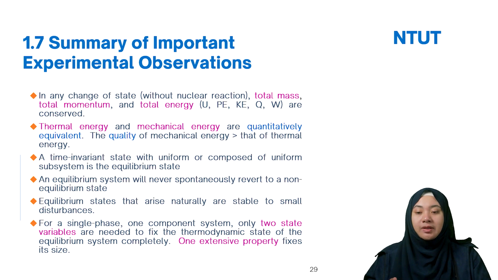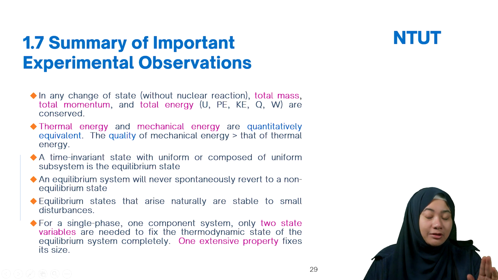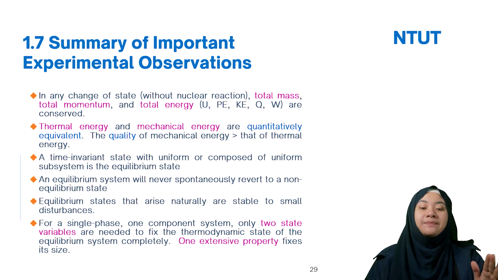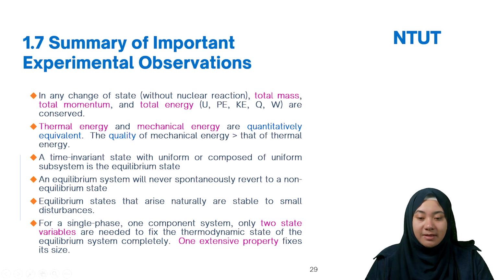But for work, you can transform this heat into mechanical energy to drive the turbine, and it can produce electricity. A time-invariant state, uniform or composed of uniform subsystems, we call an equilibrium state. An equilibrium system will never change spontaneously. Remember that you need to supply energy, because the system cannot change spontaneously. So equilibrium states arise naturally and are stable to small disturbances.